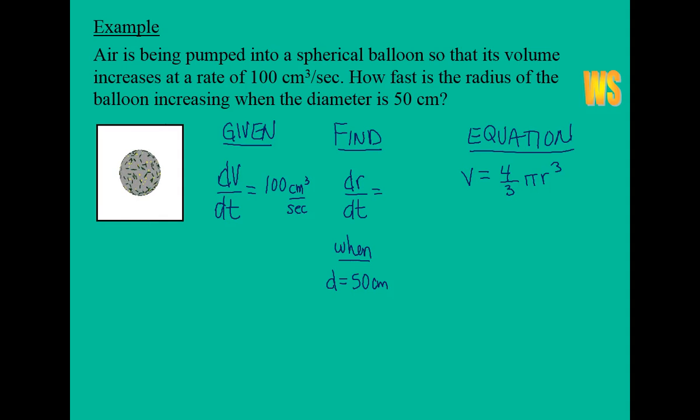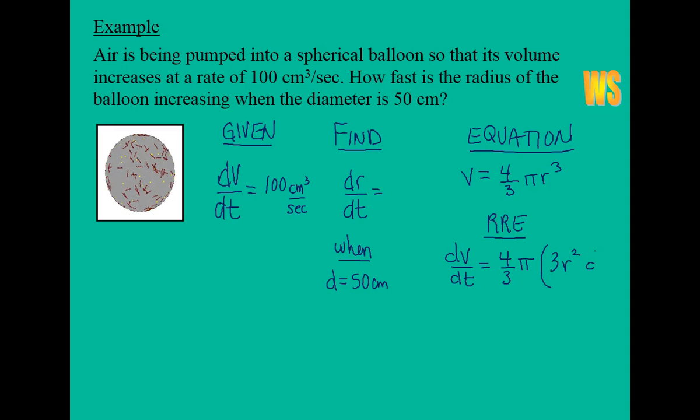Now, once we have our equation that relates our variables, we take the derivative of both sides of the equation with respect to time. I call this the related rate equation, RRE. Now, 4/3 pi is just a coefficient, so it stays 4/3 pi. Now, r cubed, we're taking the derivative with respect to time. So we'd have 3r squared, and r is some function of time, so we have to multiply it by dr/dt. That's applying the chain rule.